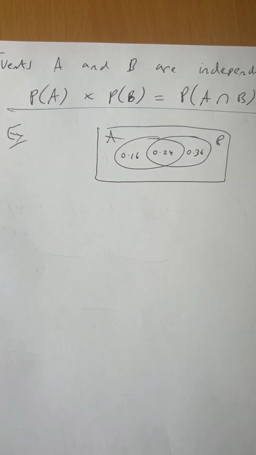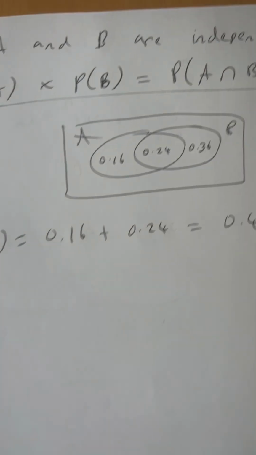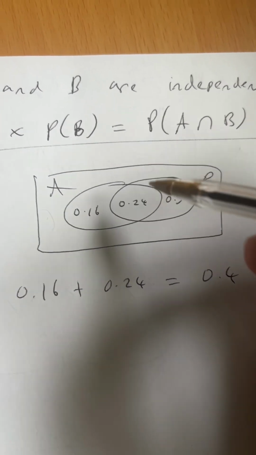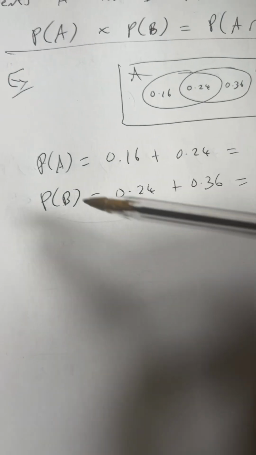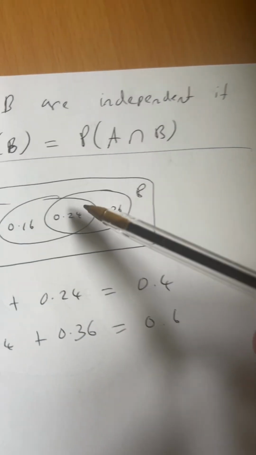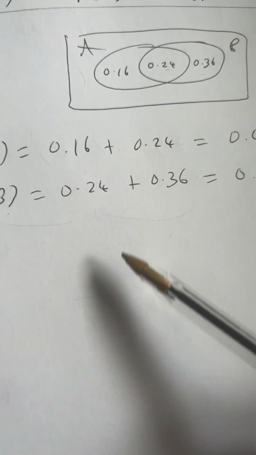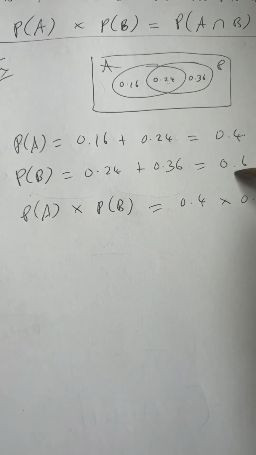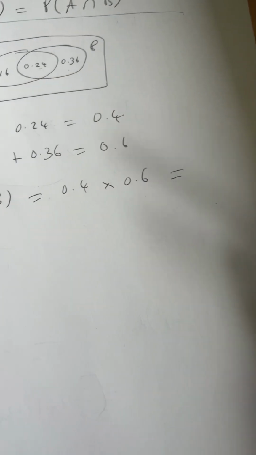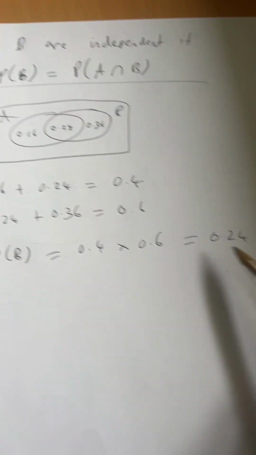A good example of this situation, let's say we've got a Venn diagram like this. Notice how the probability of A is 0.16 plus 0.24, so everything inside the A circle, which gives you 0.4. And again, the probability of event B occurring is this number plus this number, so everything inside that B circle, and that's going to give us 0.6. Then if we do probability of A times probability of B, you get 0.4 times 0.6, so we get 0.24, which happens to be the one in the middle. So this tells us that events A and B must be independent.